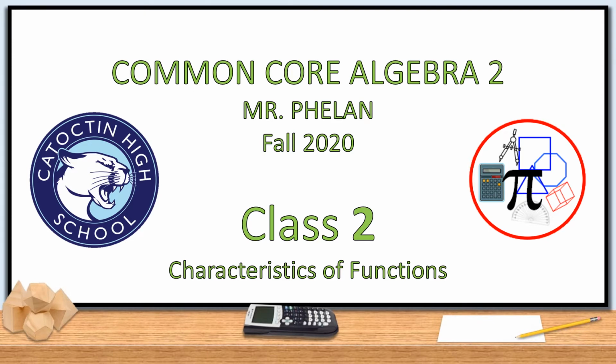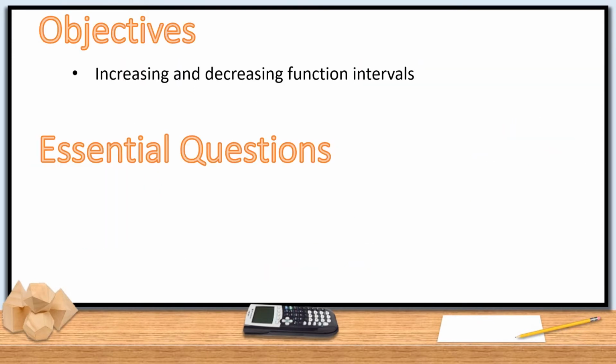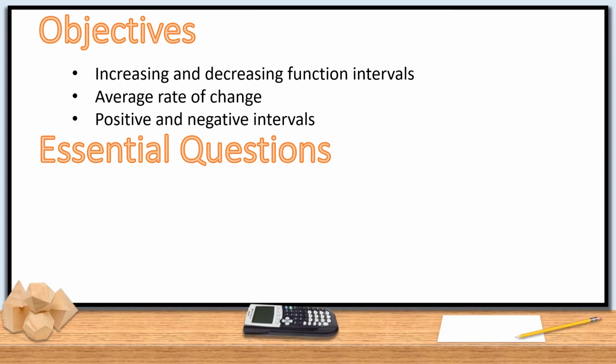Let's take a look at what's going to happen today. So objectives, we've got increasing and decreasing function intervals. So what does that mean? How do we write the interval for that? We're going to talk about average rate of change and then also positive and negative intervals. So there are 3 focus points today, none of which are particularly difficult, but they all just need us to talk about it briefly, just to say, okay, this is what it is, this is how you do it.